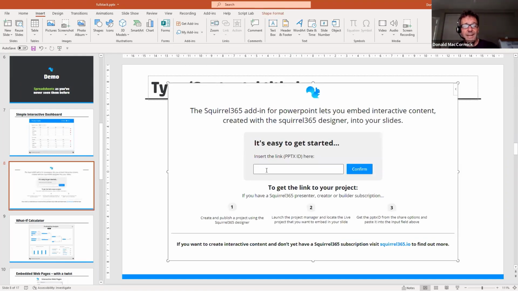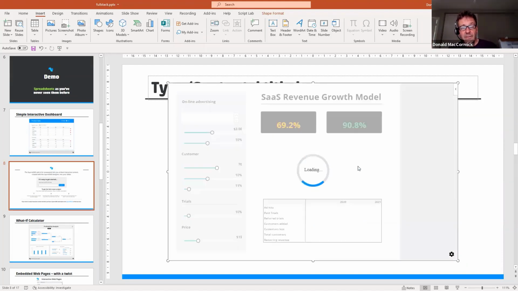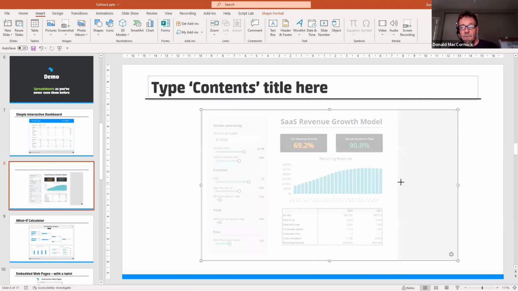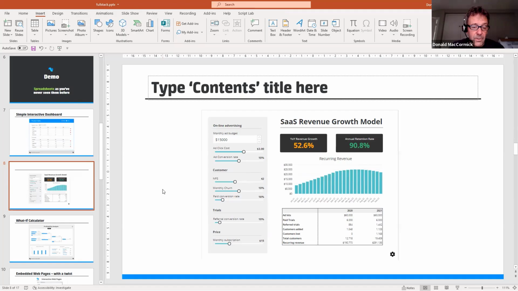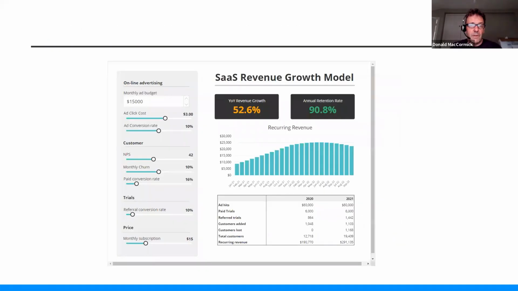Then I can paste that link in here, making sure I haven't pasted it too many times. And now I've got this live and interactive inside PowerPoint. I set it so that I don't get the gray bits. As I say, it's live, so I can do all the things I can do with it here, but also when I'm in presentation mode, so I can do it as part of a live presentation.